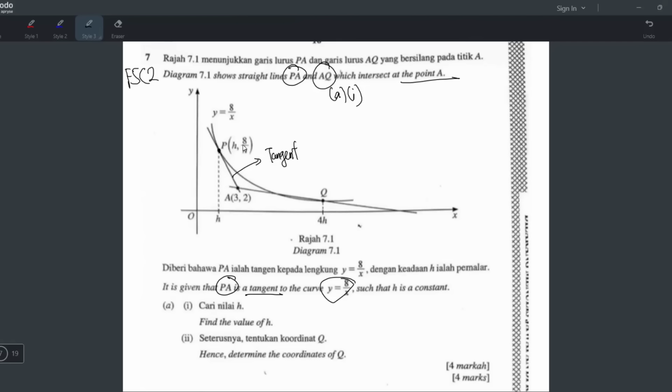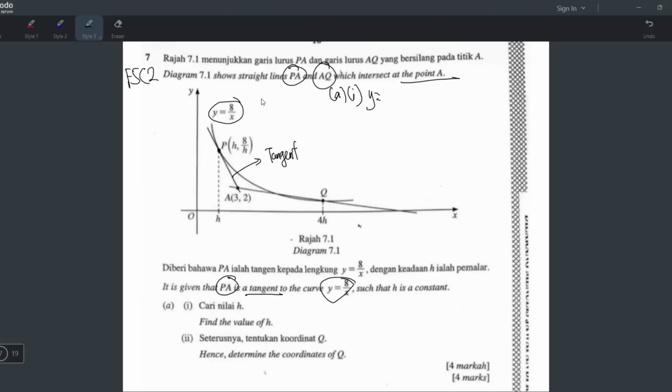I think I will focus on point P here, because point P is the tangent point, right? So what if I do dy/dx? I do dy/dx, I get the gradient of the curve, and then substitute h and set it equal to the gradient of line AP. Yes, it's possible. First, we have to do dy/dx.